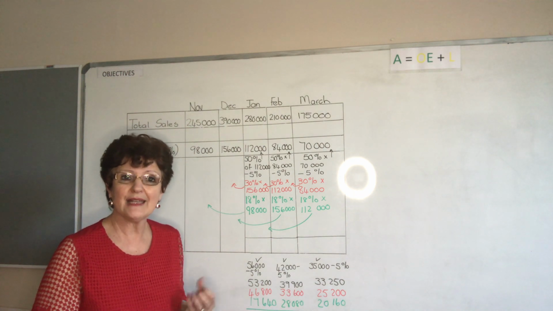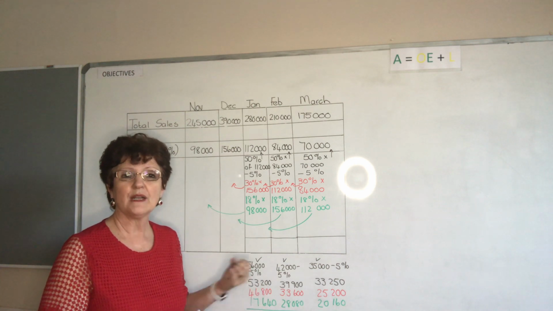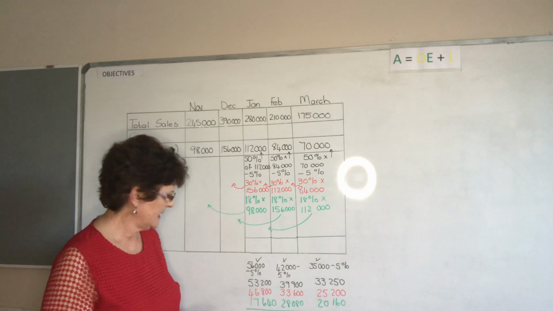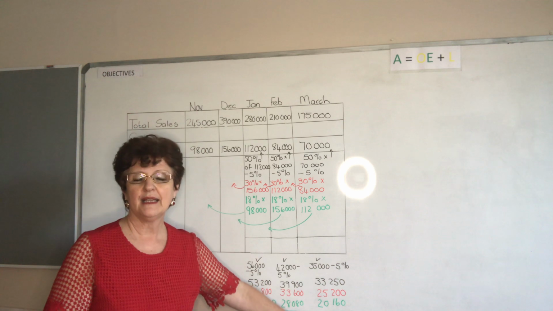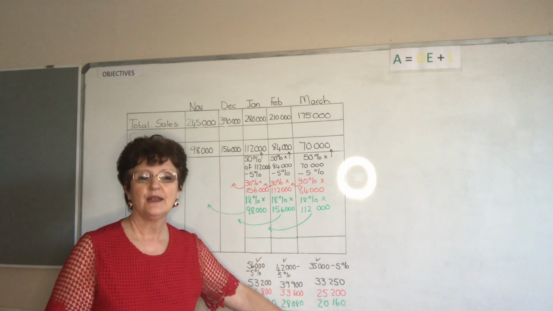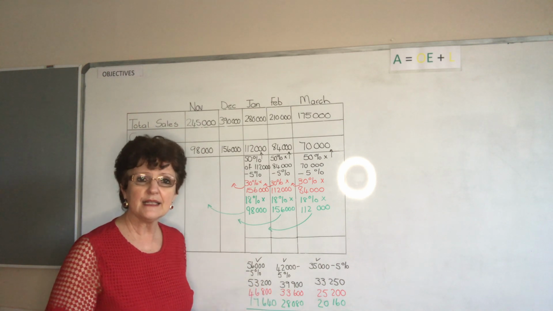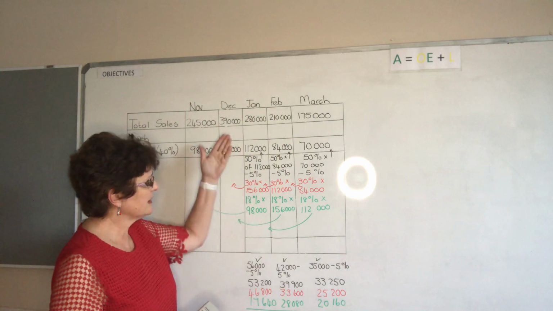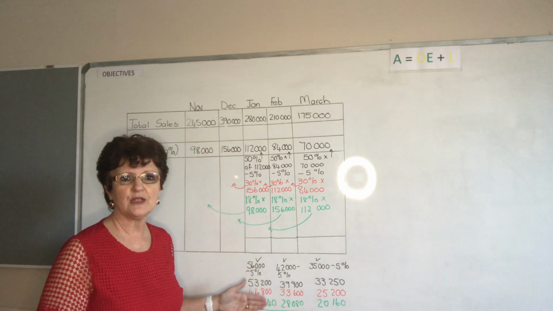where we say what we expect to get in cash from the debtors. What are those amounts that we expect? And this will then be in our cash budget, which we will get to later. This was just to show you how we deal with the debtors collection schedule.